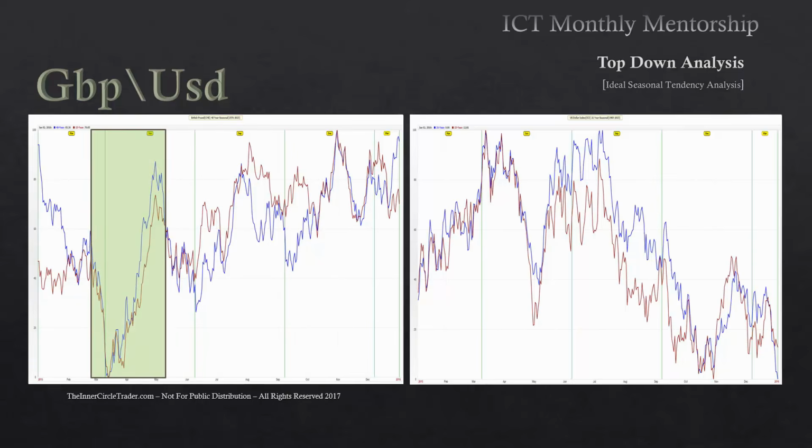For the British pound, we have the strongest tendency to make a low in March with a high forming in May, and if this is true, we would be seeing a high form between March and April with a low forming in May, and we do see that here. So this is the highest probable or ideal scenario for seasonal tendencies.